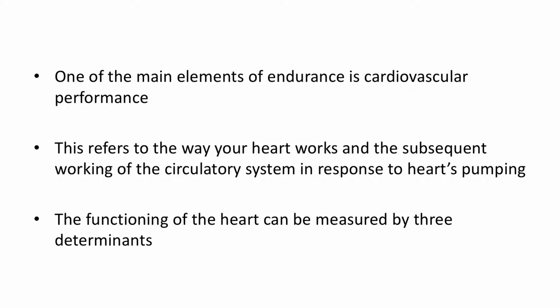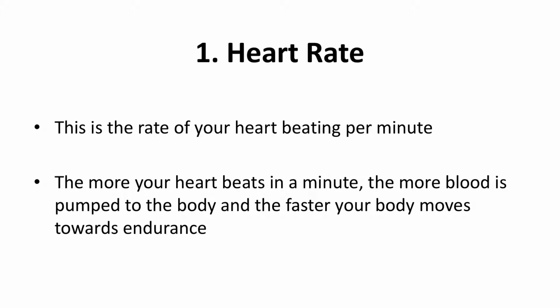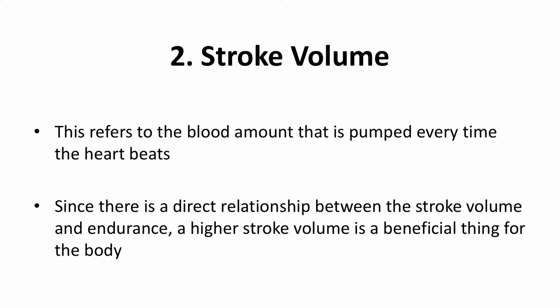The functioning of the heart can be measured by 3 determinants. 1. Heart rate. This is the rate of your heart beating per minute. The more your heart beats in a minute, the more blood is pumped to the body and the faster your body moves towards endurance. 2. Stroke volume. This refers to the blood amount that is pumped every time the heart beats.